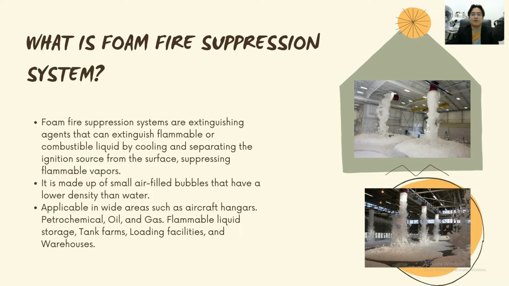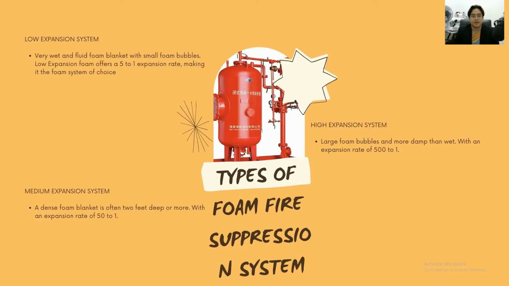So what is foam fire suppression system? Foam fire suppression systems are extinguishing agents that can extinguish flammable or combustible liquid by cooling and separating the ignition source from the surface, suppressing flammable vapors. It is made up of small air-filled bubbles that have a lower density than water. It is applicable in wide areas such as aircraft hangars, petrochemical, oil and gas, flammable liquid storage, tank farms, loading facilities and warehouses.